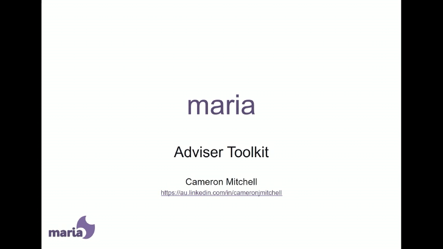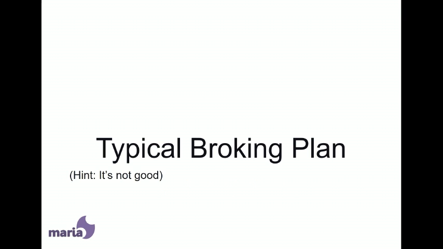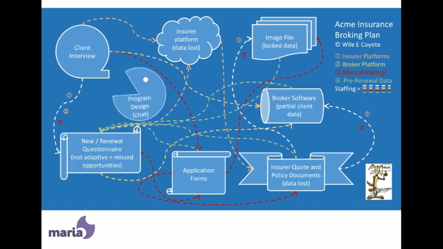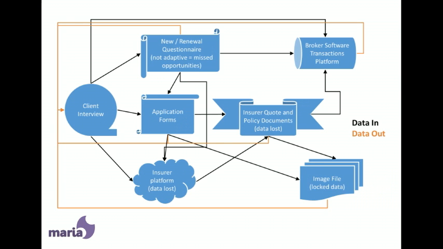This is an examination of how broking is conducted at the moment, some of the areas that might be improved and are being improved, and where Maria fits into that ecosystem. So, a typical broking plan we'll take a look at, and you can see that it's not good. That's a comical representation, but all of those processes and staffing are really what you will see. But so that we can have a better look at it, here's a simplified version.